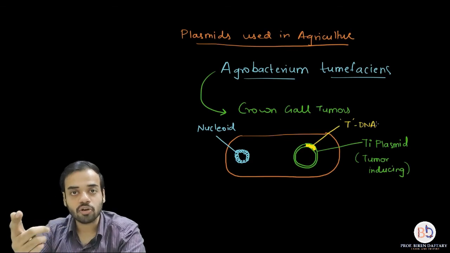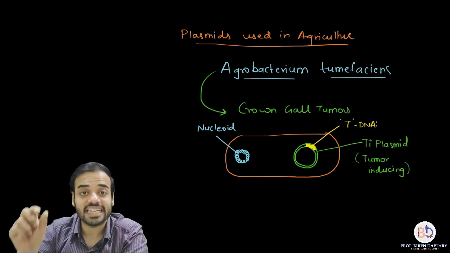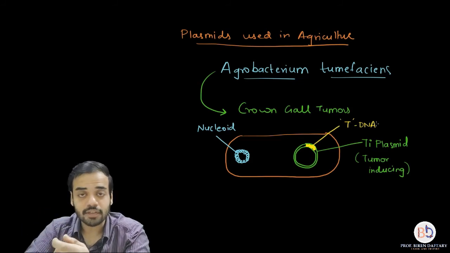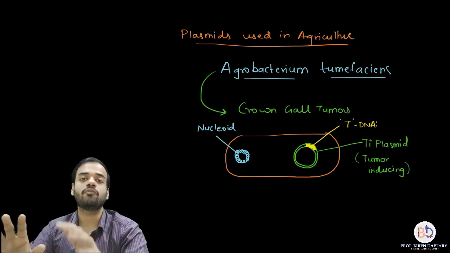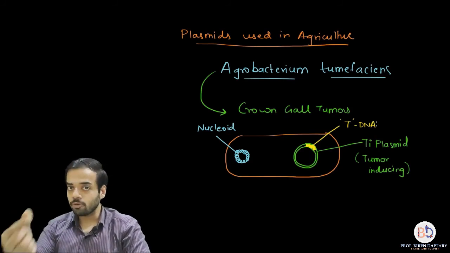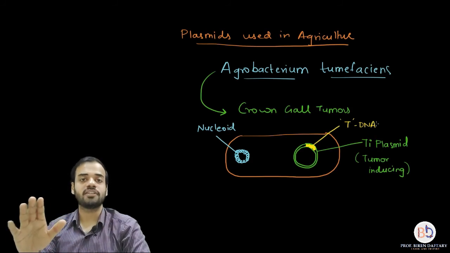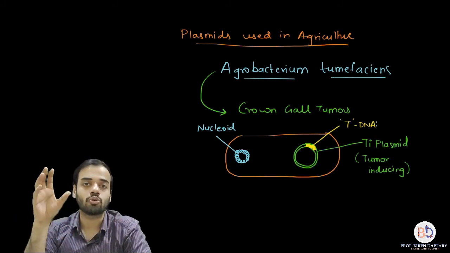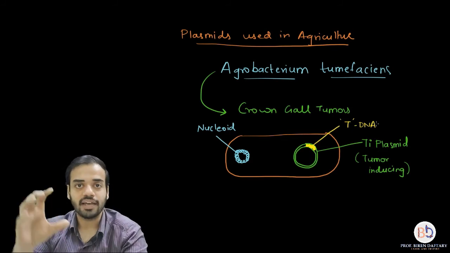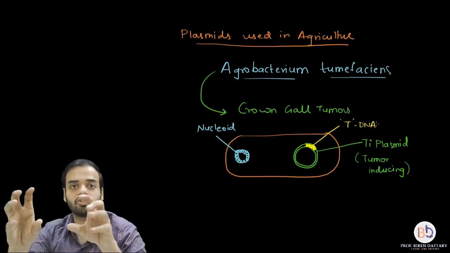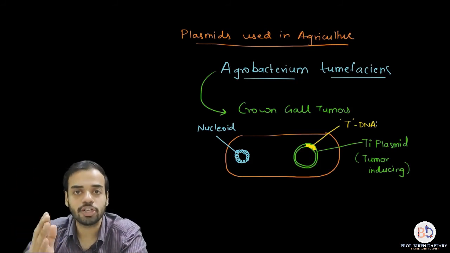So who is causing the tumors? The main thing causing the tumors is the tDNA. Please remember that. If the tDNA gene is not present, then tumors will not be formed. So if you can remove the tDNA, then Agrobacterium tumefaciens will not be able to grow tumors inside the host plant. Are you getting this? Once again, Agrobacterium tumefaciens causes tumors to grow, which are called crown gall tumors.